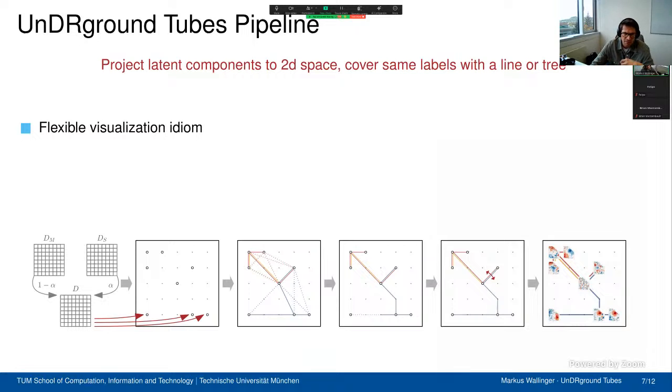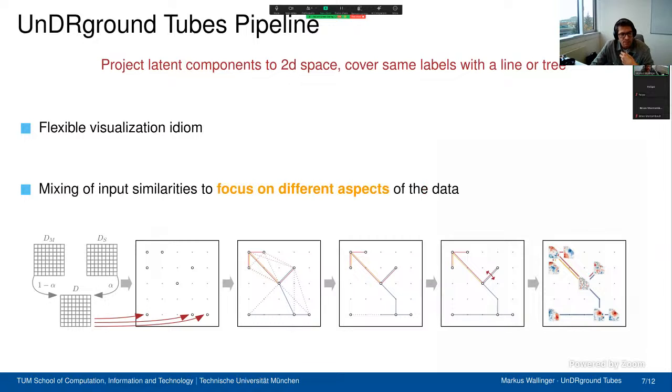And this is a fairly flexible visualization idiom. Anything that we can express as similarities in a high-dimensional space could be input to the UnDRground tubes pipeline. And it's also interesting that we can focus on different aspects of the data with a weighting input parameter. But if you want to know more, please see the paper or ask me later.